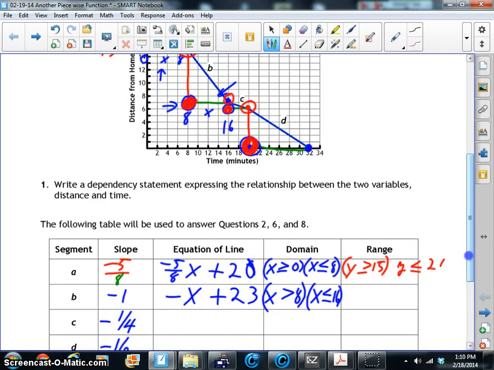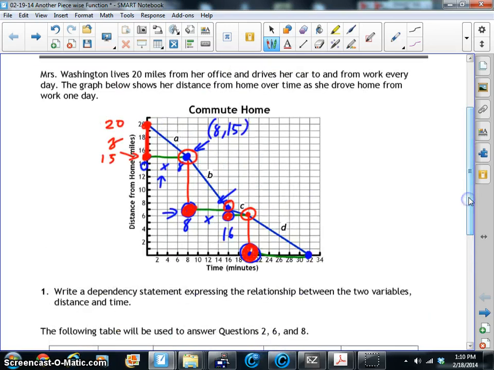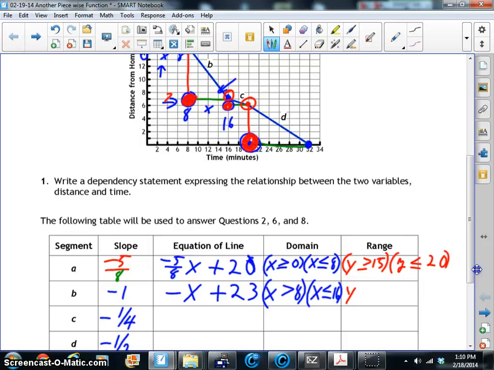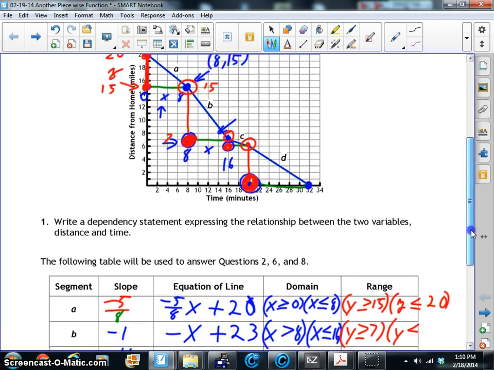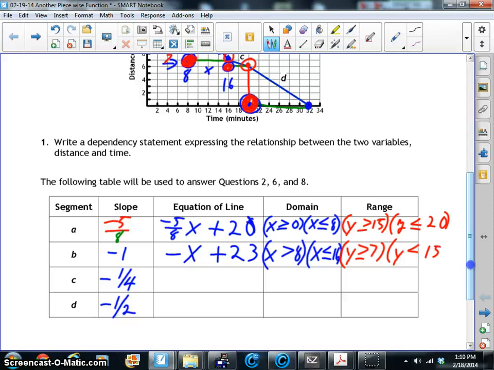Or equal to 20. So I'm just looking at line segments here, guys. So this starts at 7 and goes on to 15. So y greater than or equal to 7, and y less than, just less than because it's an open dot, 15. And you can do the rest for yourselves.